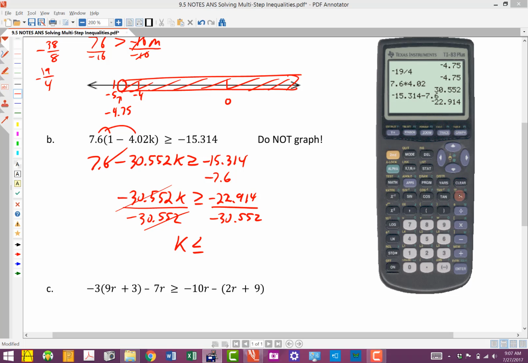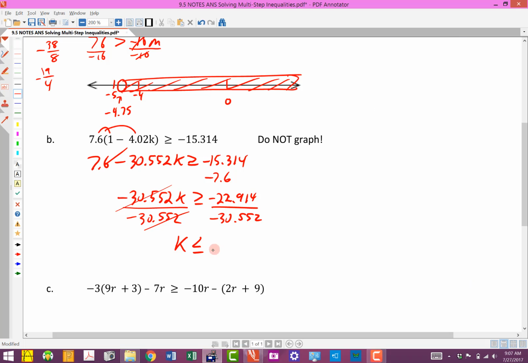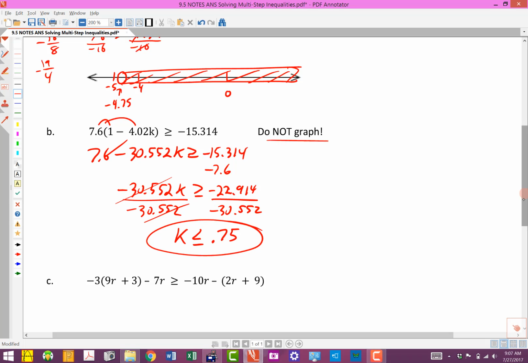And then, gosh, I'm hoping this works out nicely. Let's take that answer and let's divide it by negative 30.552. Let's see what we get here. Holy cow, 0.75. So after all that, we get this nice answer of 0.75. And again, it says do not graph, so we're not going to bother graphing that. Let's take a look at C.